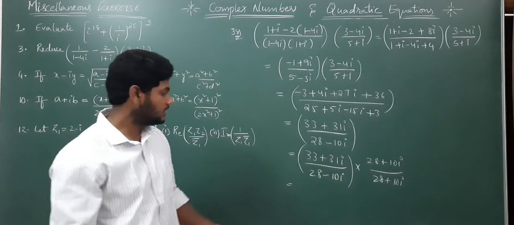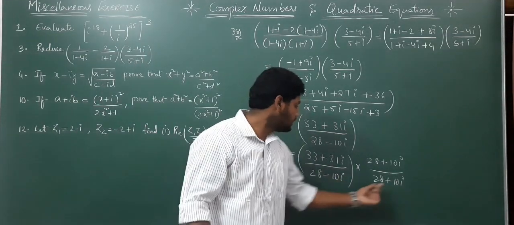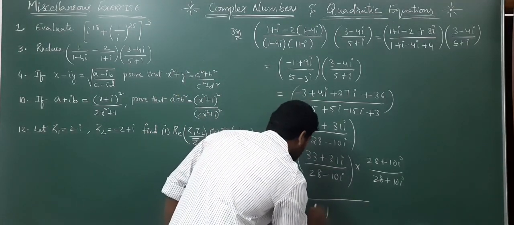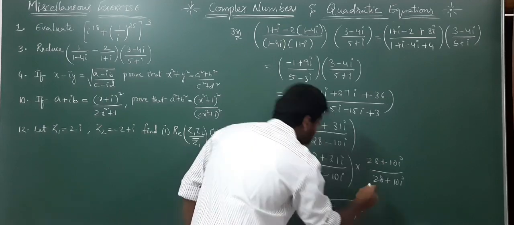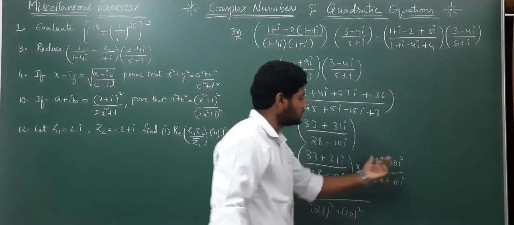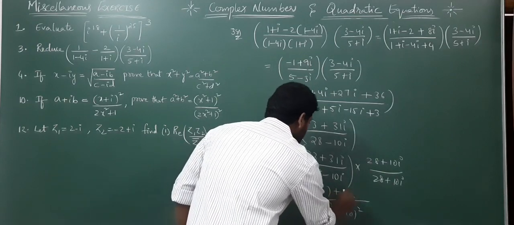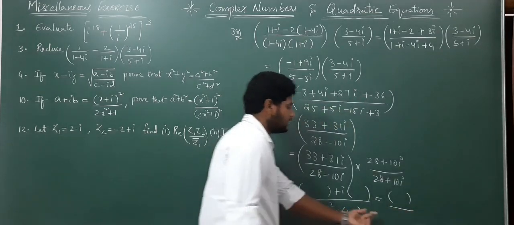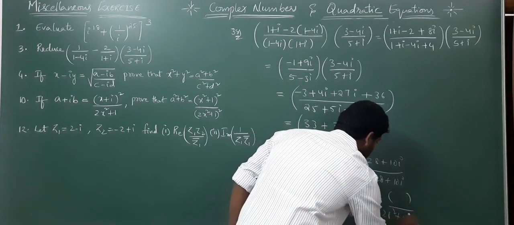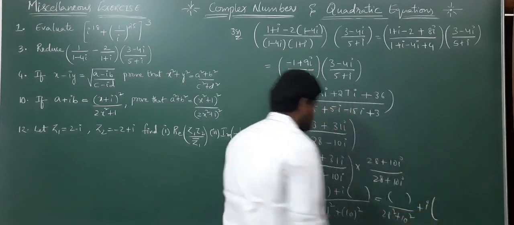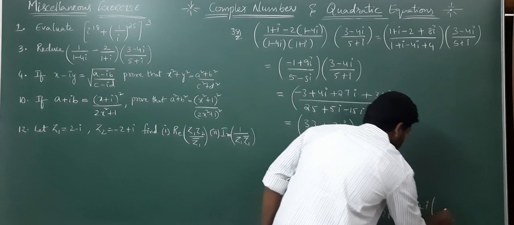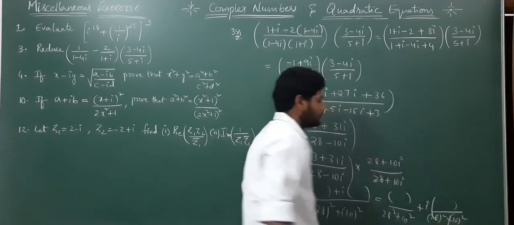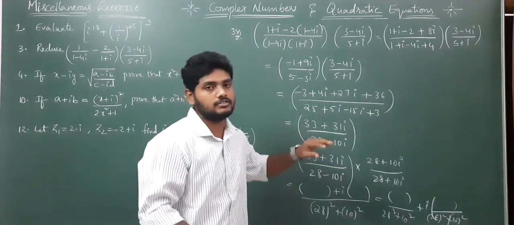If we simplify this, observe these denominators: (a plus ib) into (a minus ib). So here we will get 28 square plus 10 square. Into this one into this one, you should get the real part plus i into the imaginary part. After that, what we need to do is real part by this denominator, 28 square plus 10 square, plus i into imaginary part by this denominator, again 28 square plus 10 square. Simplify it and send the solution. So like this we need to reduce to the simplest form.